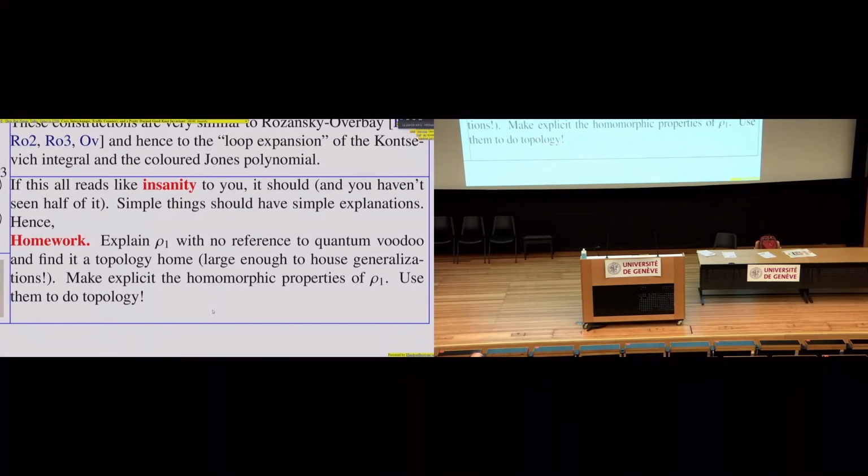And I think I want to end by saying, if this looks like insanity, basically using such a huge hammer to explain something so simple, then it should look like insanity. I mean, it's wrong. There should be a simple explanation. So homework for you is to explain rho 1 with no reference to quantum voodoo, and find for it a topology home, and it's even better if the home is a bit bigger so it can fit all of its neighbors. Okay? And I think I want to stop here.